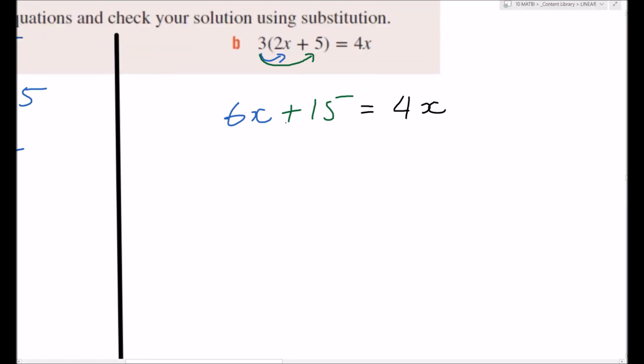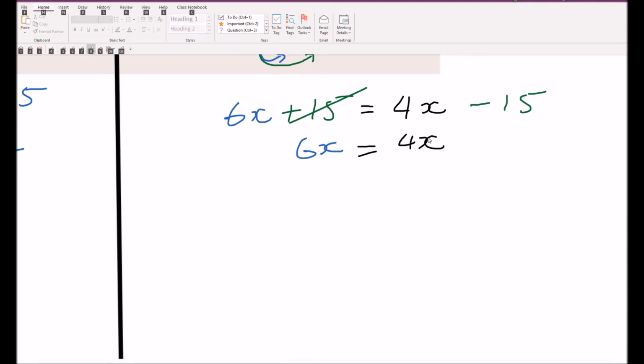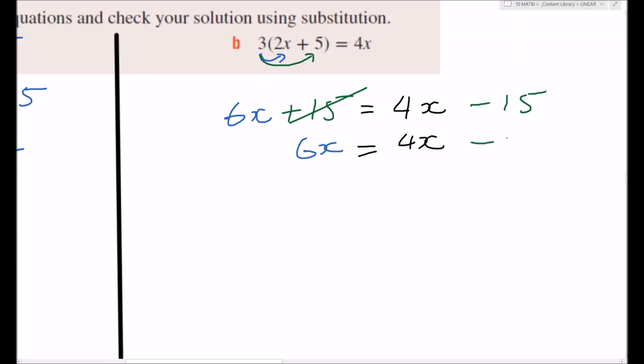So in this case, I'm going to start with this 15. It's a plus 15. If I move it here, it becomes minus 15. So this is what you're left with: 6x equals 4x minus 15. Okay, let's start with that.